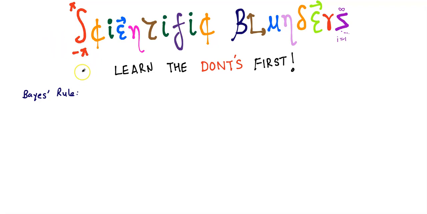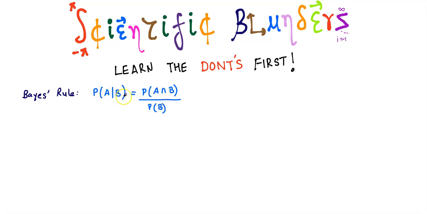But what exactly is the rule? So this is how I was taught the rule. So probability of A given B. So this is the notation for given. So probability of the event A given that B has occurred is the probability of A intersection B divided by the probability of B. So this is how I learned the rule first.